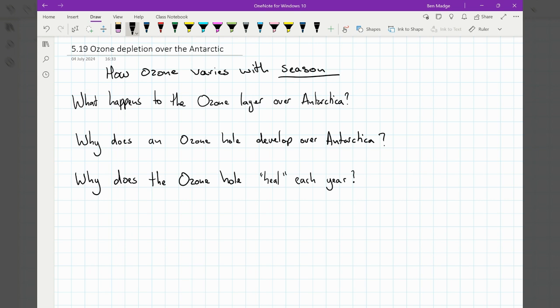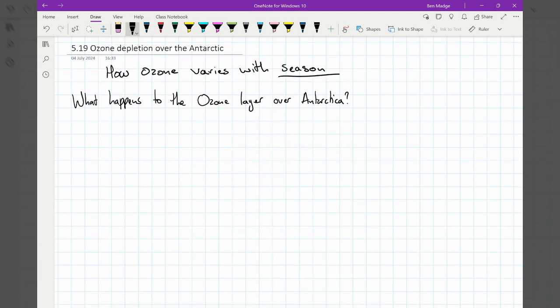So what we're going to look at today is what happens to the ozone layer over Antarctica. Why does an ozone hole develop over Antarctica? And why does the ozone hole heal each year? So to start with then, we need to quickly examine what happens over Antarctica each year and how that has changed since like the 1970s.